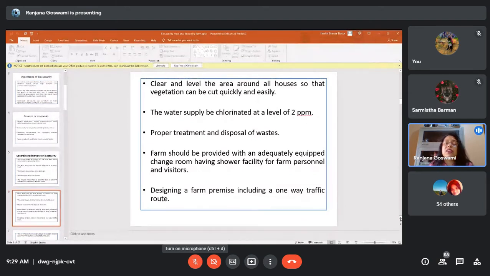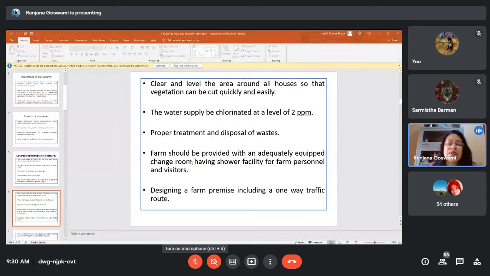The farm should be provided with an adequately equipped change room having shower facility for farm personnel and visitors. That is not there in our farms and all, but of course we have a changing room.